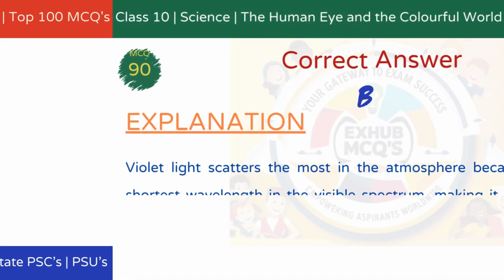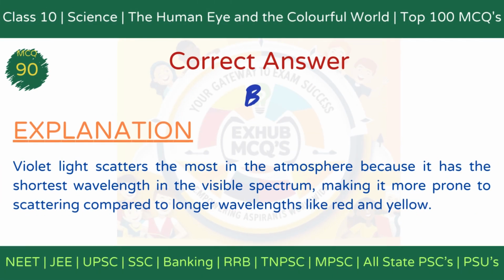The correct answer is option B, violet. Violet light scatters the most in the atmosphere due to its shorter wavelength. However, the blue light dominates our perception because of its greater sensitivity to our eyes compared to violet.